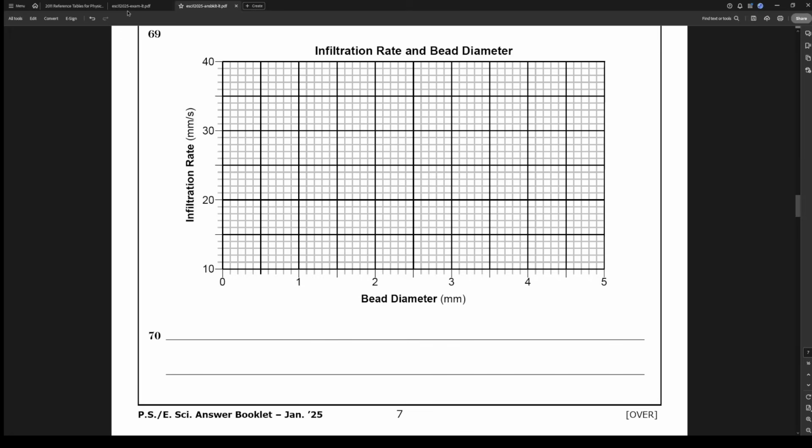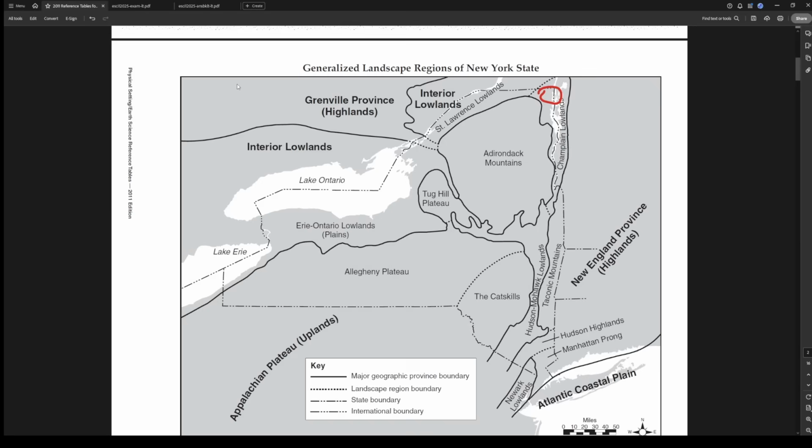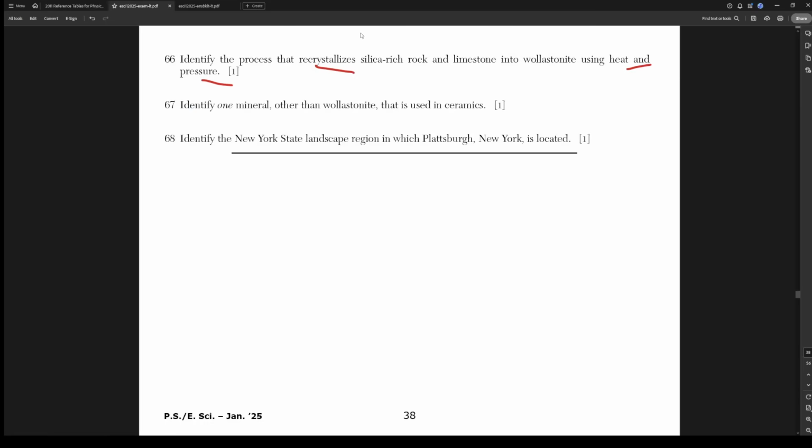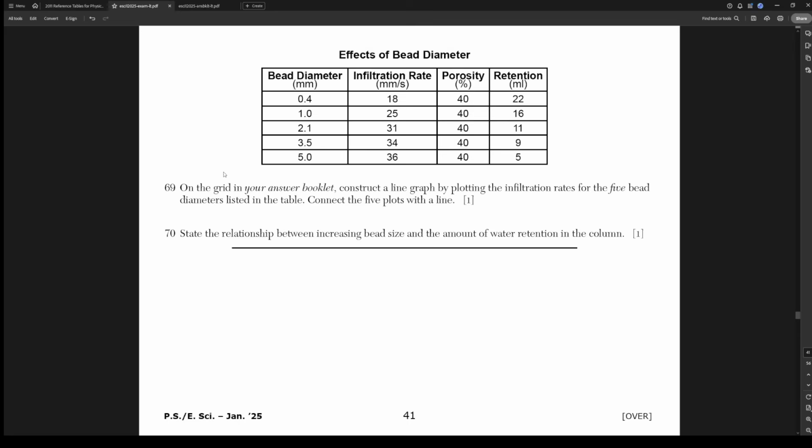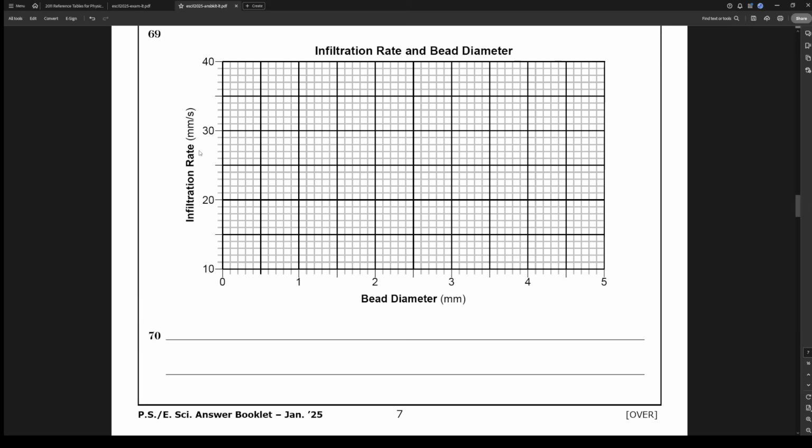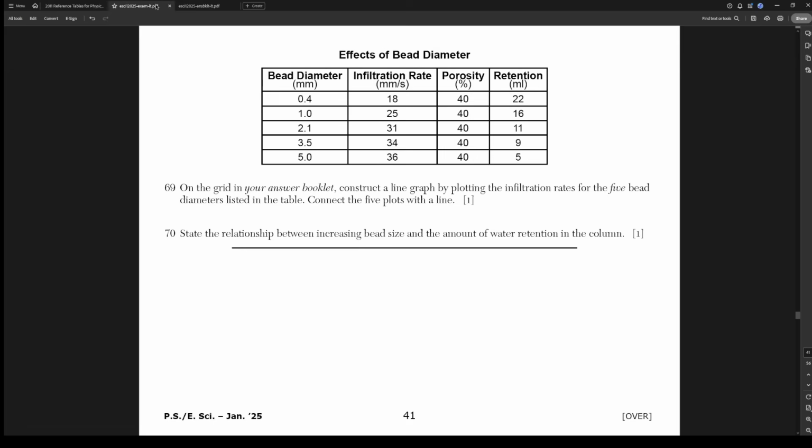Oh boy, next question's a graph. Boo. I don't feel like plotting a graph. All right, let's see. Construct a line graph by plotting the infiltration rates for the 5 bead diameters listed in the table. Connect the 5 points with a line. All right, what's the other ones? Infiltration rate and bead diameter. Okay, that's this and this.